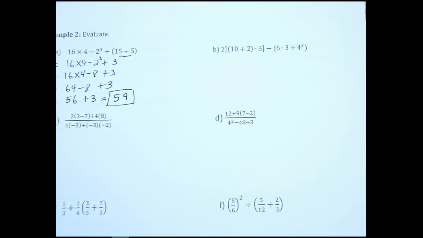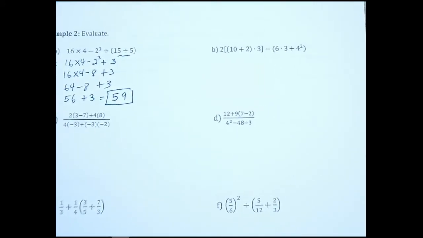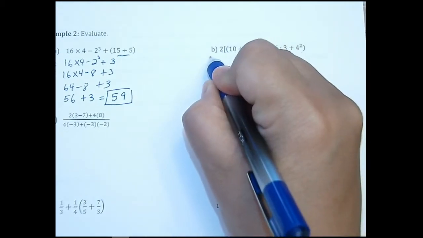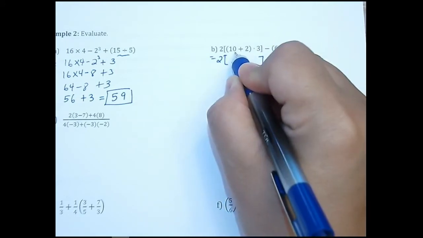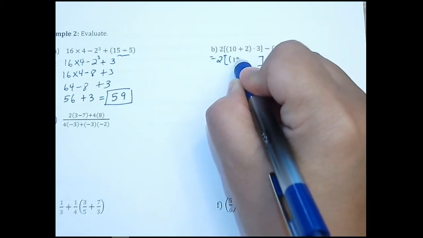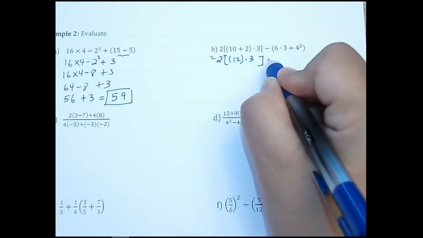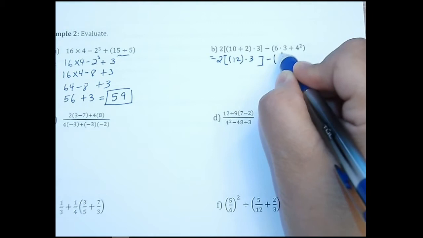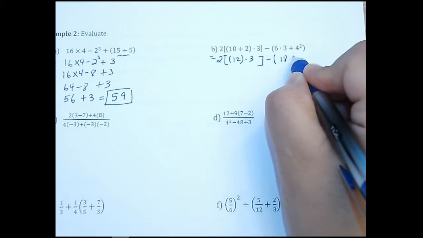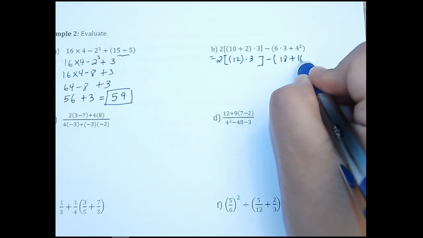Let's go to letter B. So here we have a lot of parentheses and brackets. Brackets work the same way as parentheses. So let's work with the brackets here and the parentheses. So 10 plus 2 is 12. And let's work this side out as well. So 6 times 3 is 18. And 4 squared is 16.